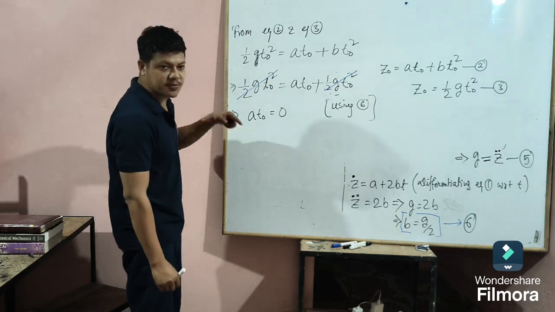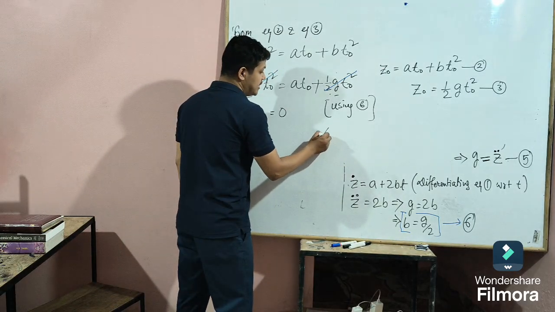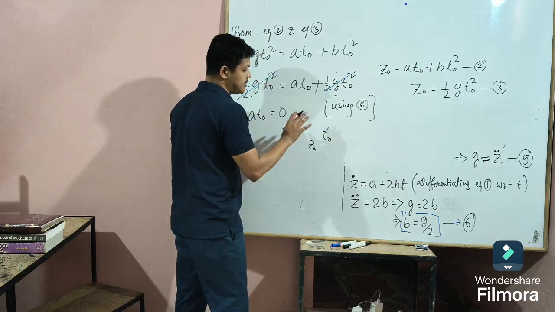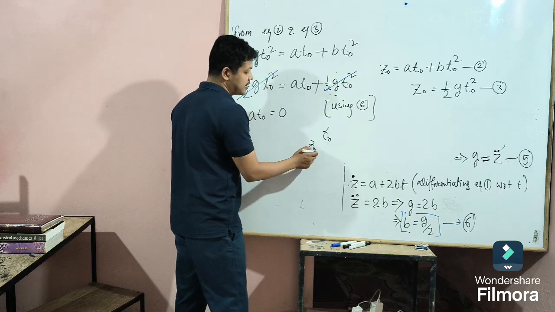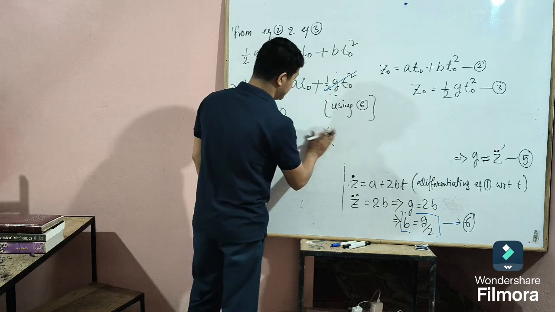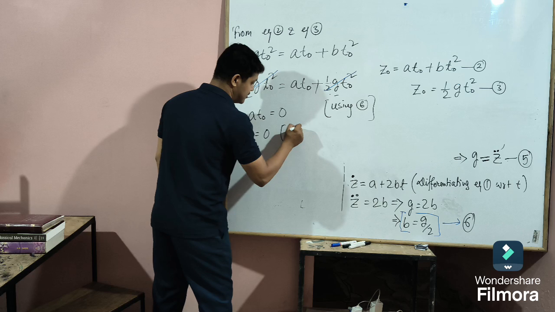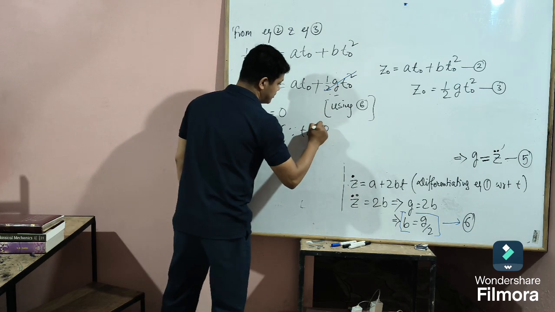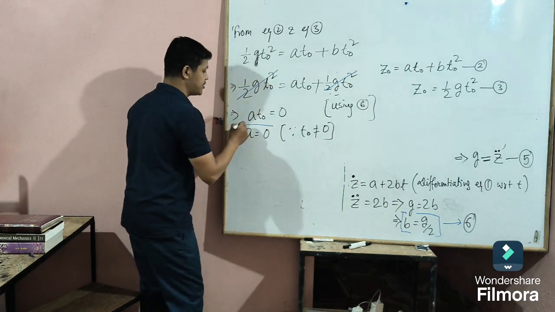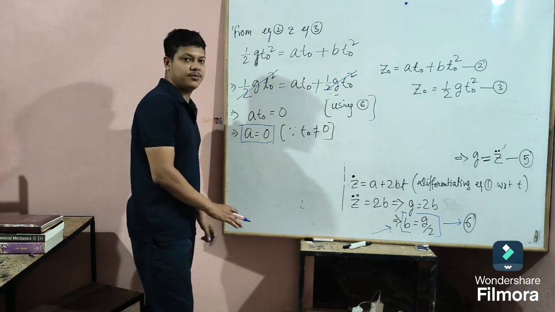So here t naught cannot be equal to 0, because it is already mentioned in the question that an object falls a distance z naught in time t naught. So this t naught cannot be 0. That's why the only possible thing which can be 0 is a, since t naught is not equal to 0, right? So this is the value of a. If you see the question, we needed to show a is equal to 0 and b is equal to g by 2. That's what we have done.